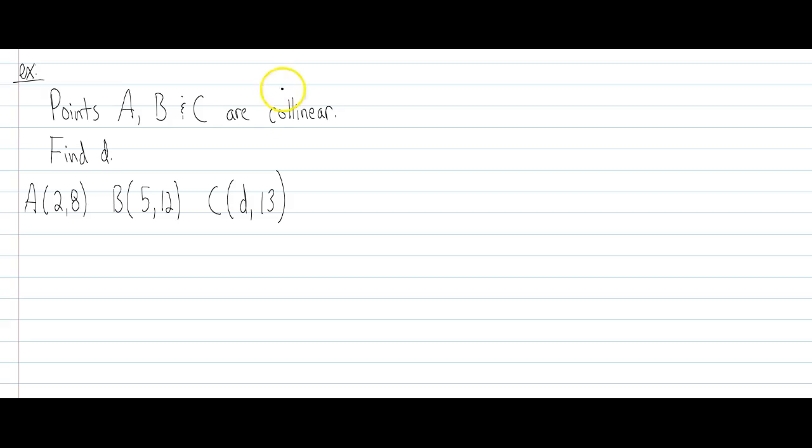We'll look at another problem out of this section. We're given that 3 points are collinear. We have the coordinates for A, B, and not the entire thing for C. But if these points are all collinear with each other, that means that the slope from A to B to C is going to be consistent.